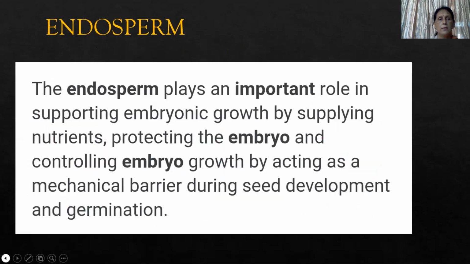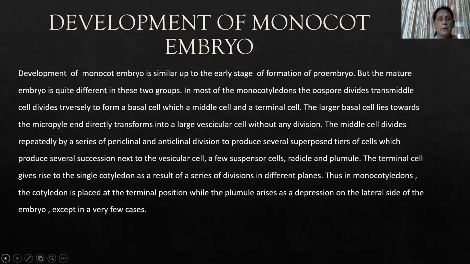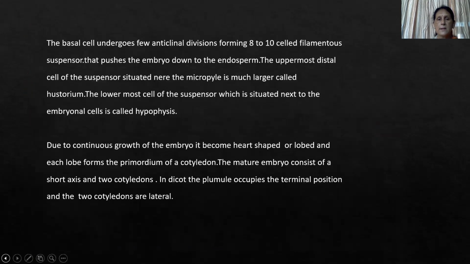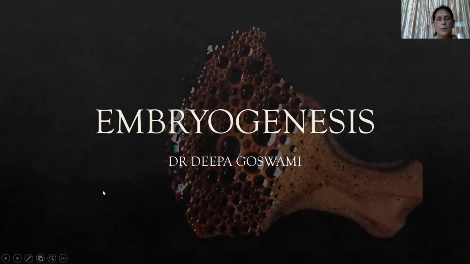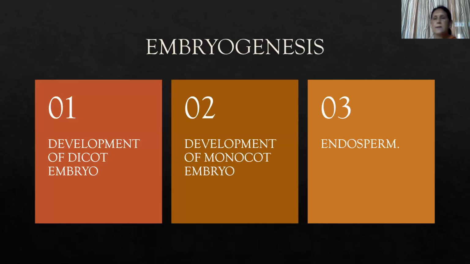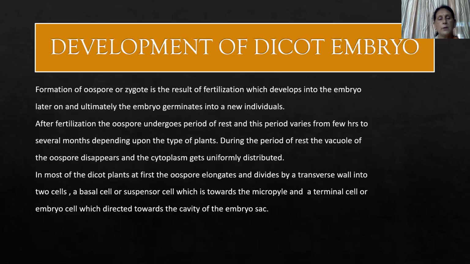So this is the end of the slide. Now I think you have noted all the important matter of our today's discussion, that is embryogenesis. What is embryogenesis? The process of development of embryo and endosperm, and the post-fertilization processes, are called embryogenesis. So in this discussion, today we have discussed development of dicot embryo, development of monocot embryo, and development of endosperm.